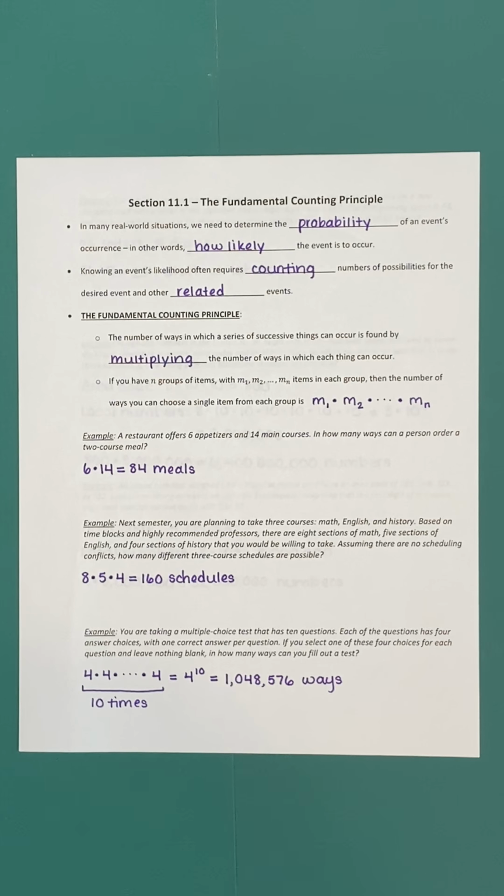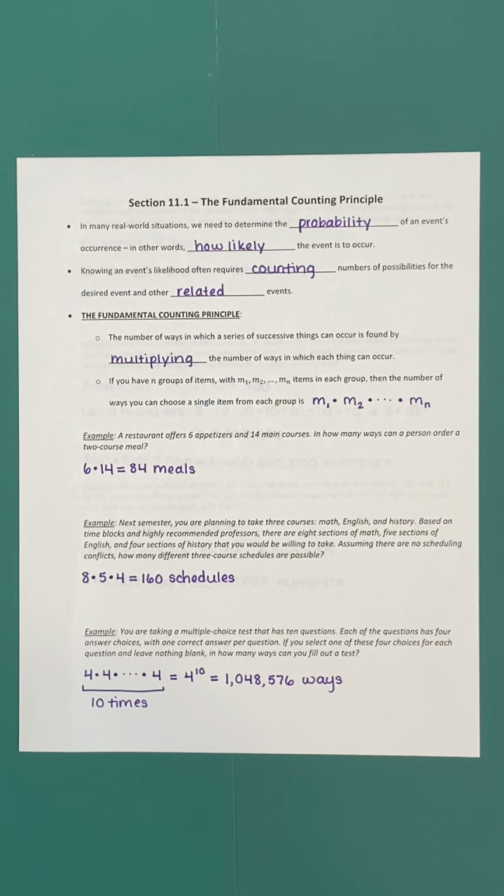Assuming there are no scheduling conflicts, how many different 3-course schedules are possible? Okay, so again, we want to go back to operations, actions being taken. What are the actions we're taking here? We're taking 3 actions. Number 1 is choosing a math course. Number 2 is choosing an English course. And number 3 is choosing a history course.